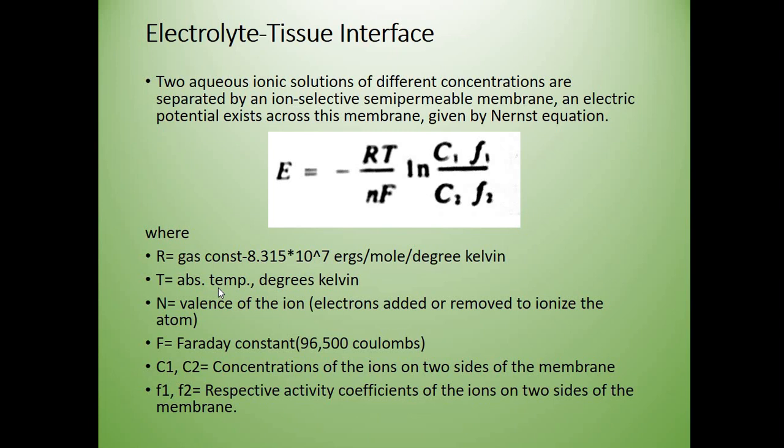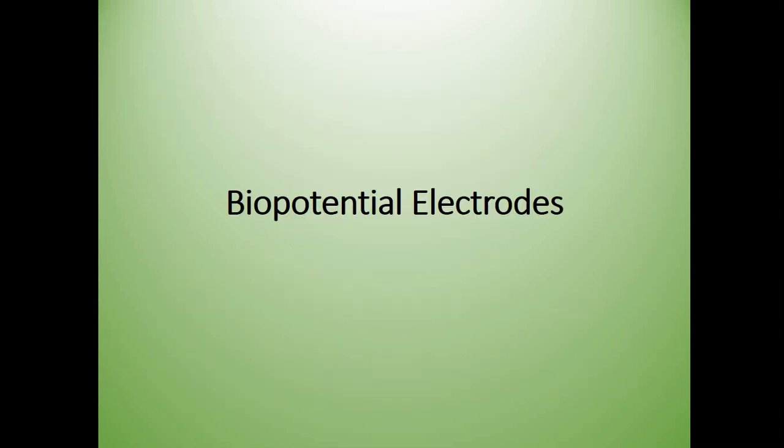T is the absolute temperature in degrees Kelvin. N is the valency of the ion. F is the Faraday constant, which is given as 96,500 coulombs. C1, C2 is the concentration of the ions on both the sides of the membrane, while F1, F2 is the respective activity coefficients of the ions on either sides of the membrane. So that completes the whole representation of the electrode skin interface.